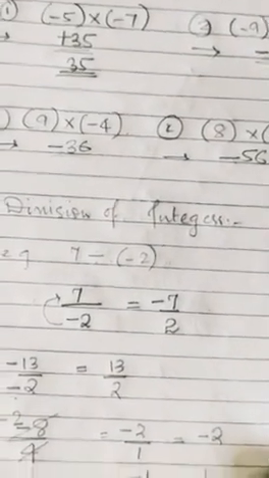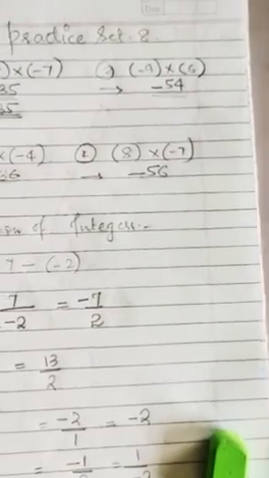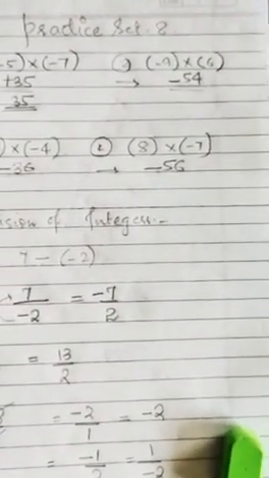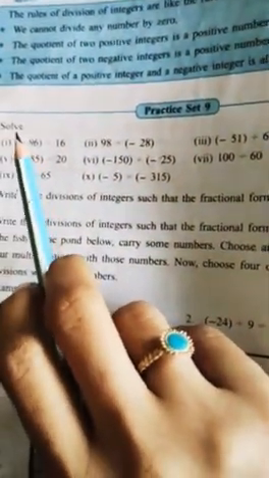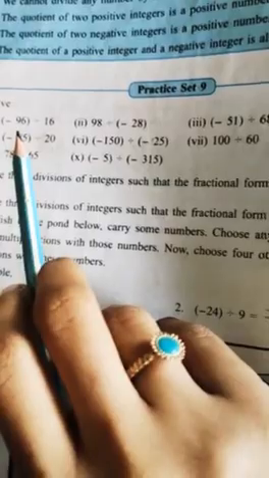Okay, so let's get started with the next, practice set 9, which is given on page number 14. See practice set 9. The first question: solve minus 96 divided by 16. How to solve it?